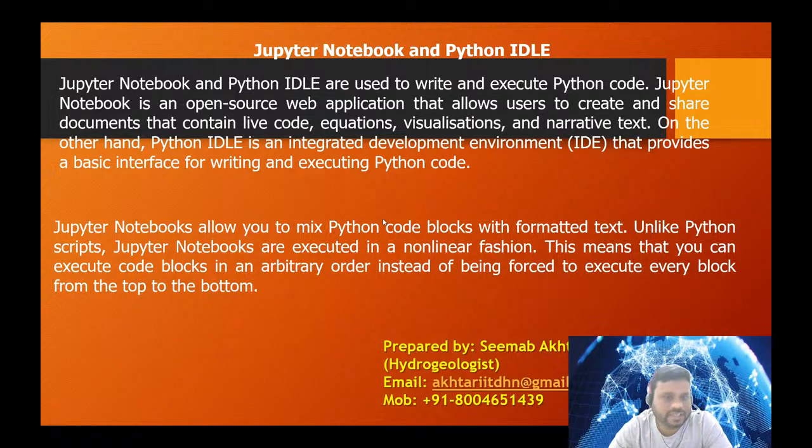On the other hand, Python IDLE is an integrated development environment that provides a basic interface for writing and executing Python code. Jupyter Notebook allows you to mix Python code blocks with formatted text. Unlike Python scripts, Jupyter Notebooks are executed in a non-linear fashion. This means you can execute code blocks in arbitrary order instead of being forced to execute every block from the top to the bottom. We'll see how we can execute, because in a single cell you can execute all the code from the start to the end.